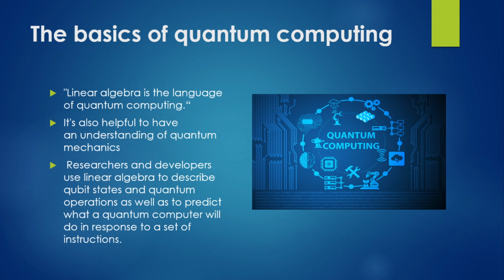Okay, so the basics of quantum computing. Linear algebra is the language of quantum computing. It's also helpful to understand a little bit of quantum mechanics. Researchers and developers use linear algebra to describe qubits, states, and quantum operations. This way, we can actually predict how a quantum computer will behave when it's presented with a problem or any operation that it has to perform.